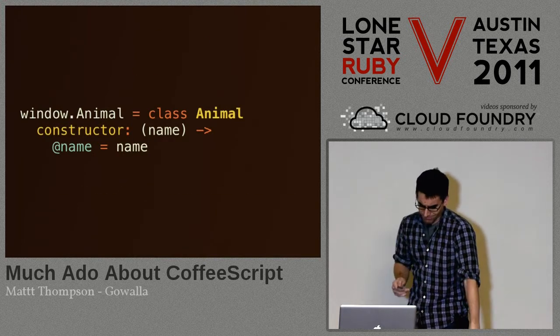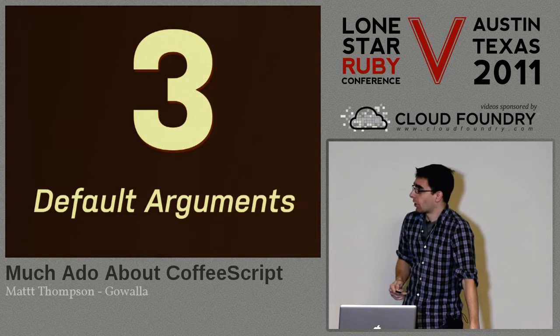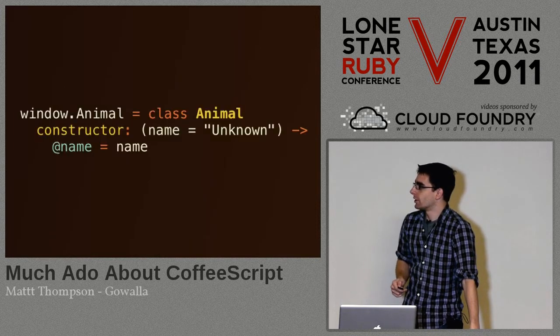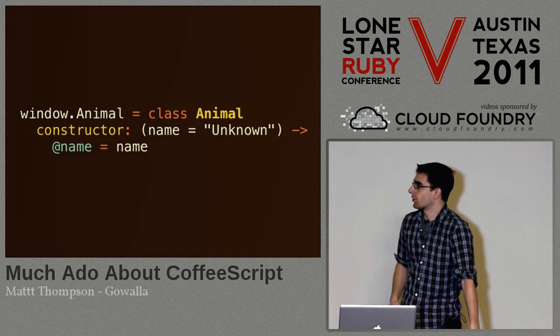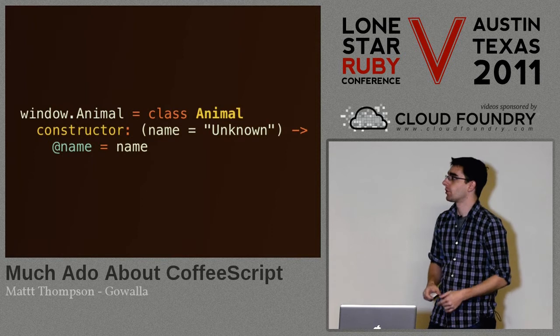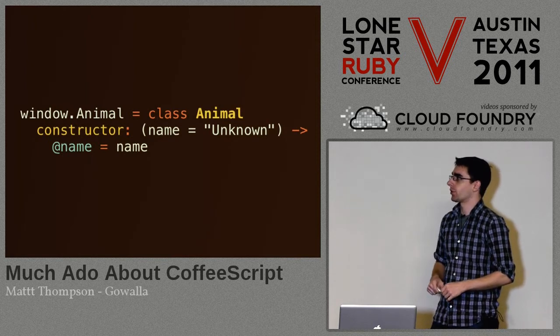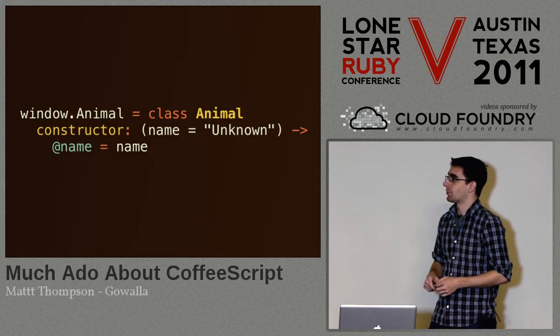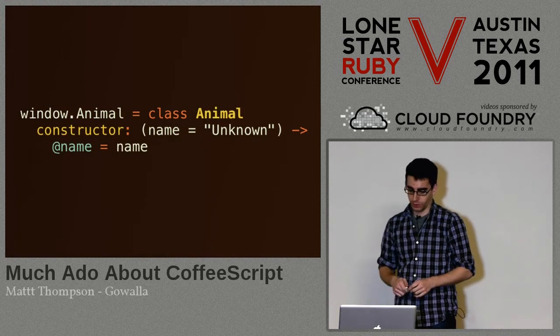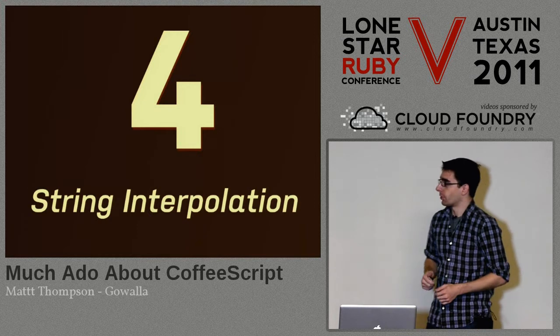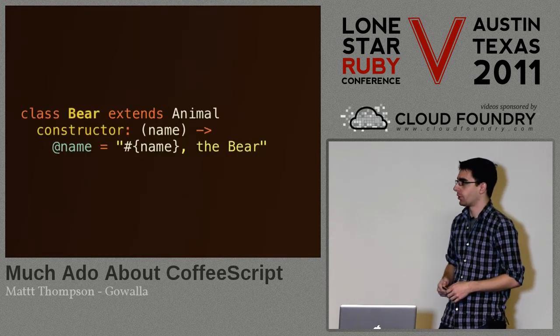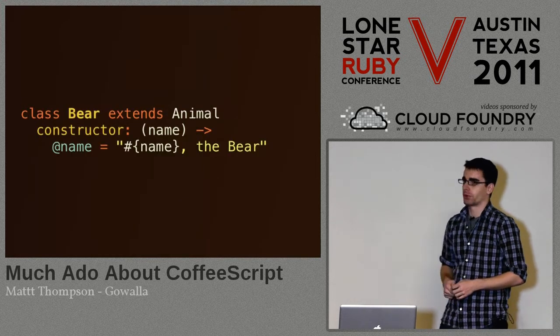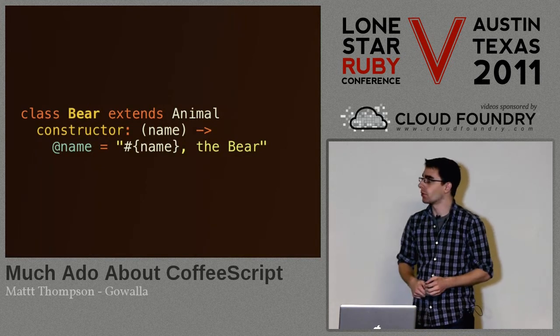All right, default arguments, something that we Rubyists have loved for a while. Just in your constructor, for instance, you could say name equals unknown, and now by default, if somebody initializes an object, new Animal without any arguments, the name is now unknown. You don't have to define those things. Pretty neat. String interpolation, number 4. Again, something that we know and love, but we miss whenever we're in that JavaScript world, that cold, cold world, the browser.